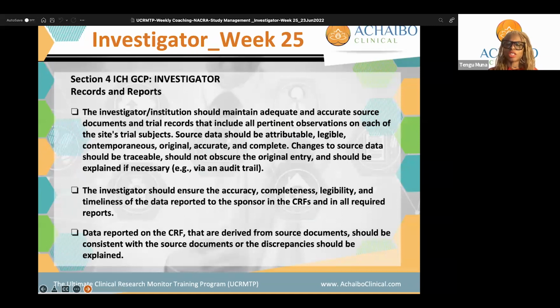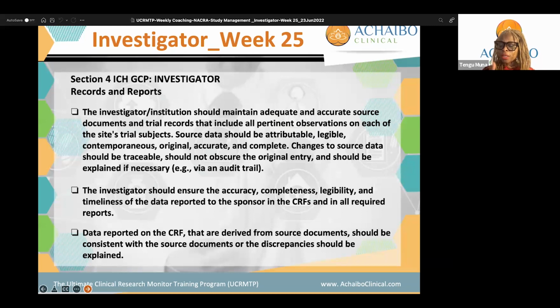So let's start. Per the ICH GCPs, we have to make sure that we're maintaining adequate and accurate source documents, trial records that include pertinent observations on your clinical trial subjects. That is what the expectation is. And we have the principle of ALCOA+ right now, where we want to make sure that whatever source data we're maintaining is attributable, legible, contemporaneous, original, accurate, and complete, right? And then, of course, we want to make sure that if there are any changes, we can actually trace those changes.